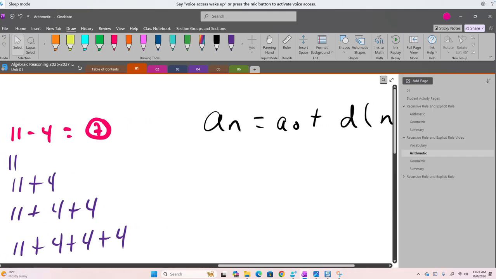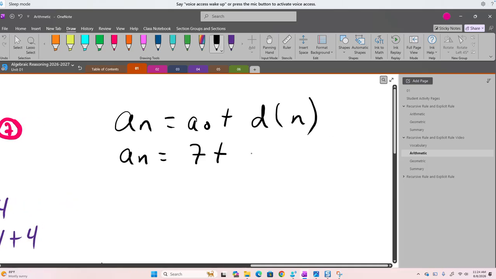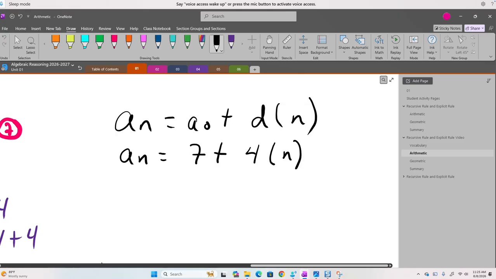Okay, so let's use our first one, a sub 1. All right, so a sub n is going to be equal to 7 plus whatever our common difference was, which was 4, times n. So let's check that for our values from our tables. This is how we use our recursive rule and our explicit rule to verify this.